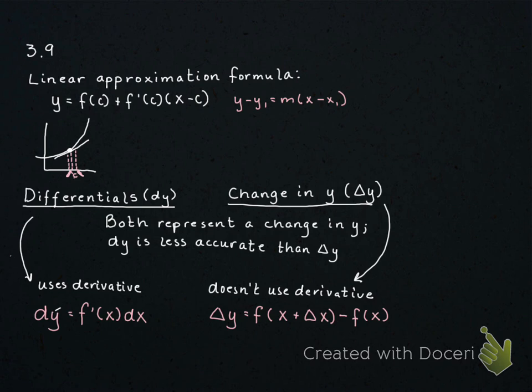Okay, then the next thing we are going to do is find differentials and the change in y. A differential is represented by dy, that means the differential of y, and delta y is the change in y. Okay, the delta is that little triangle. Both of these represent a change in y. The differential method is a little less accurate than the change in y.